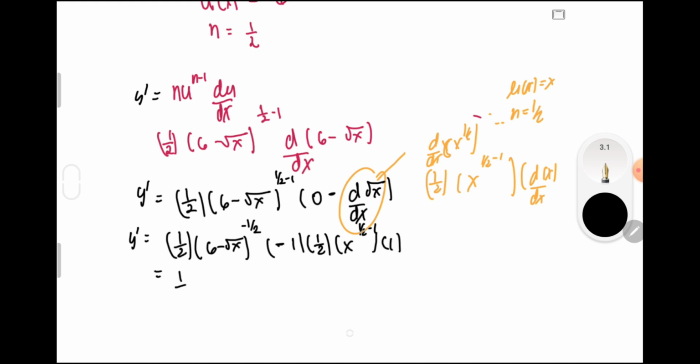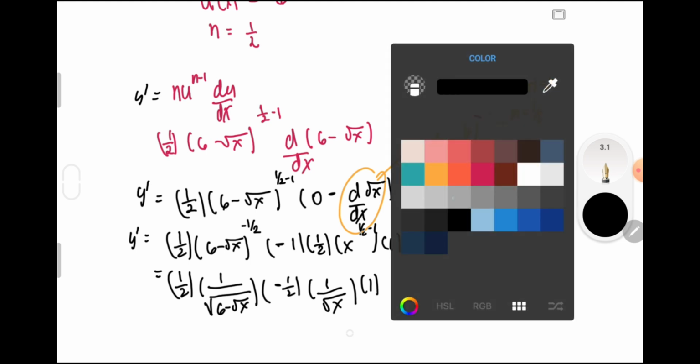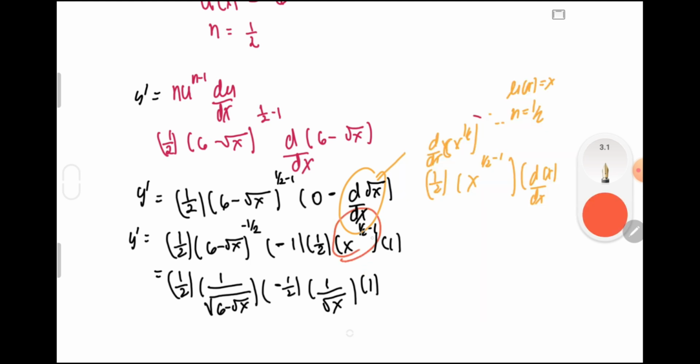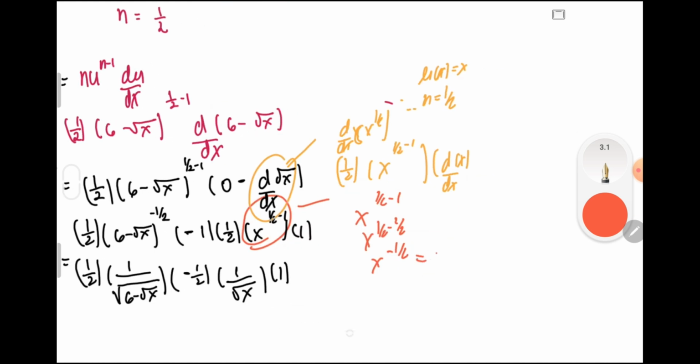So, by further manipulation of the equation, we will have 1 half multiplied by 1 all over the square root of 6 minus square root of x, multiplied by negative 1 half multiplied by 1 all over square root of x multiplied by 1. So, paano siya naging ganyan? Basically because this x raised to 1 half minus 1 is equal to x raised to 1 half minus 2 over 2, which is x raised to negative 1 half. So, it is equal to 1 all over x raised to 1 half.